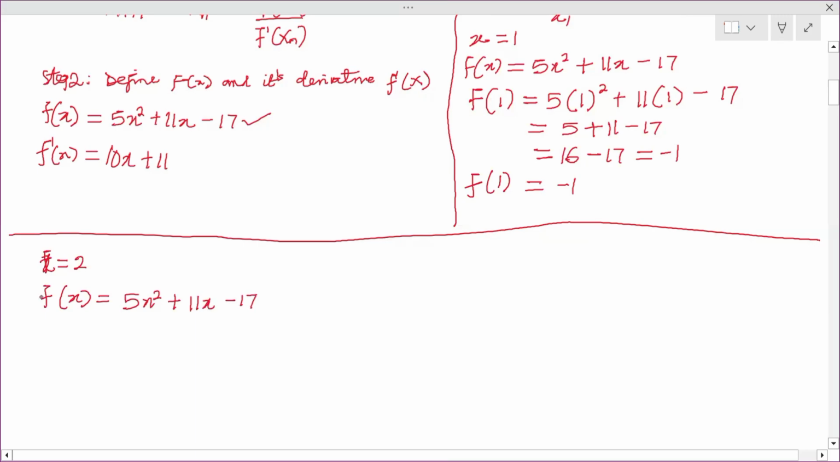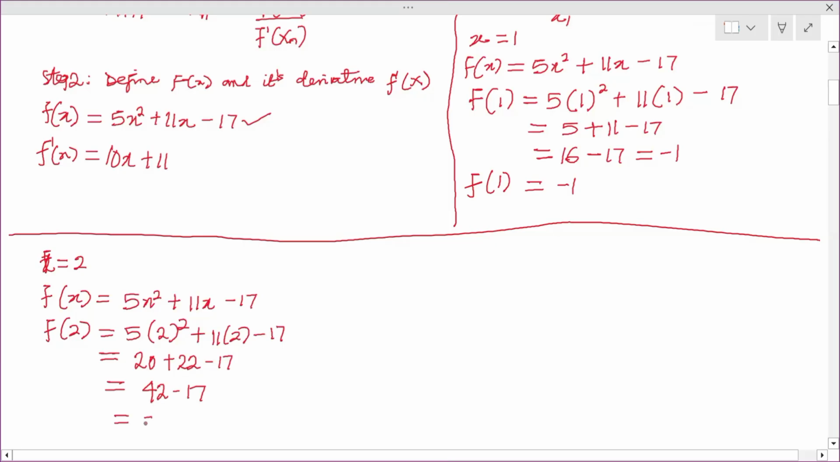So when x is equal to 2, I'm going to have f of 2 equal to 5 into 2 all squared plus 11 into 2 minus 17. So simplify this. 2 squared gives us 4. 4 times 5, that is 20. 20 plus 11 times 2, that will give us 22, minus 17. When you do this, 20 plus 22 is 42, then minus 17, which will give us 25. So we've gotten f of 2 to be 25.